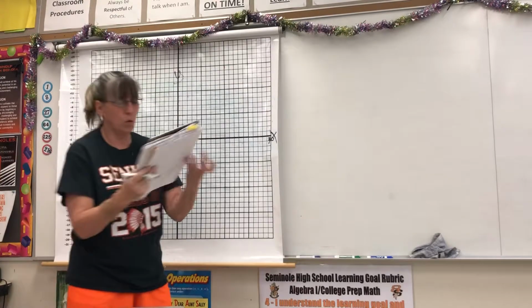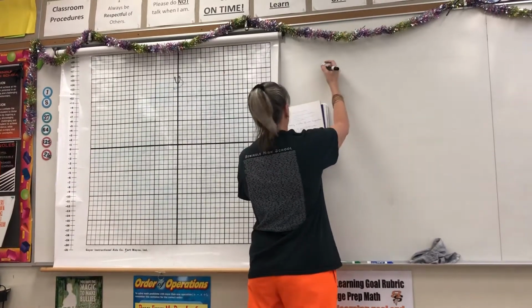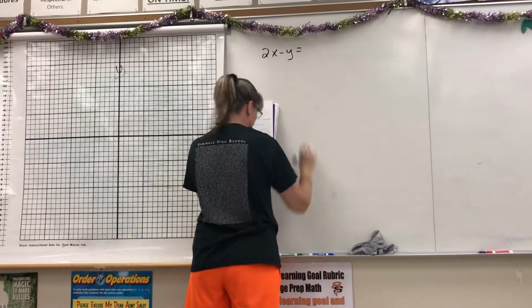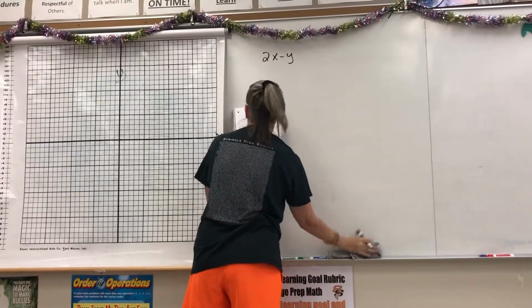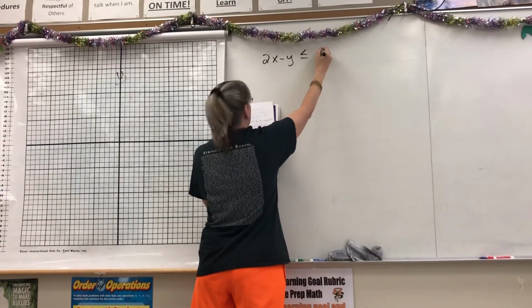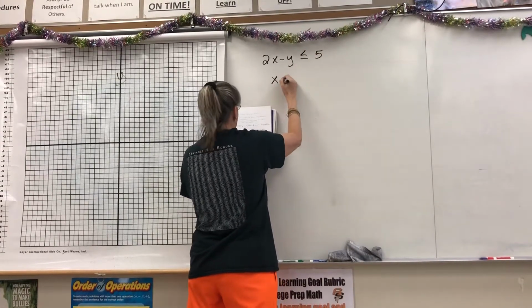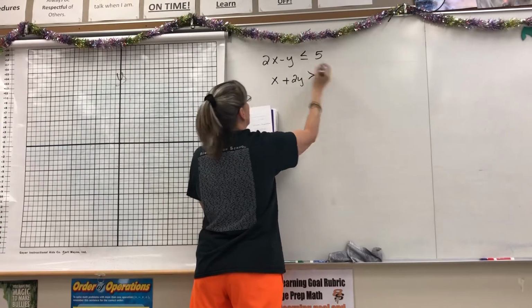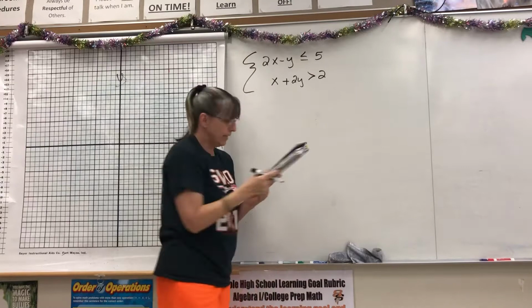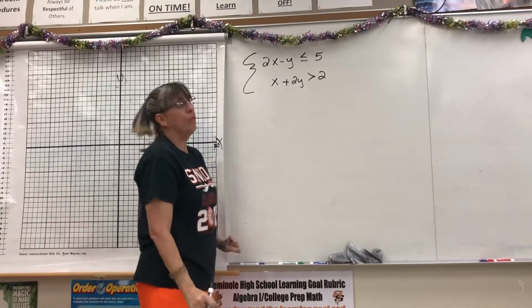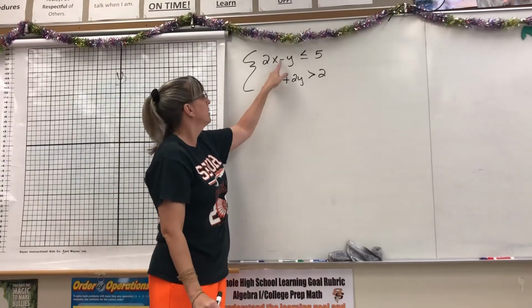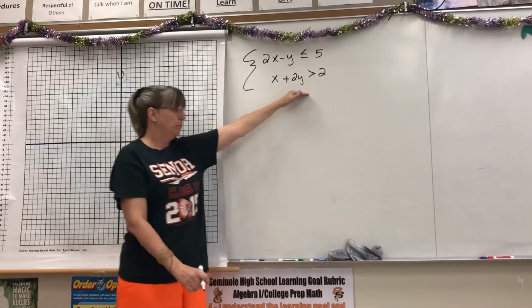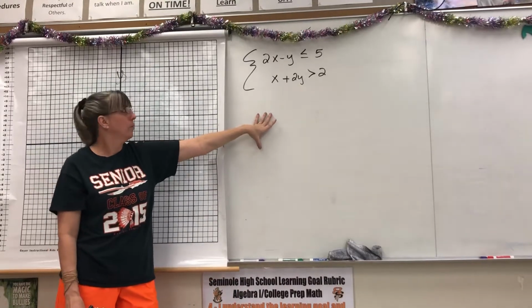All right, this is going to be one that you would see on a test. 2x minus y is less than or equal to 5, and x plus 2y is greater than 2. All right? Both of these are in standard form, ax plus by equals c. You have to convert these to slope-intercept, all right?